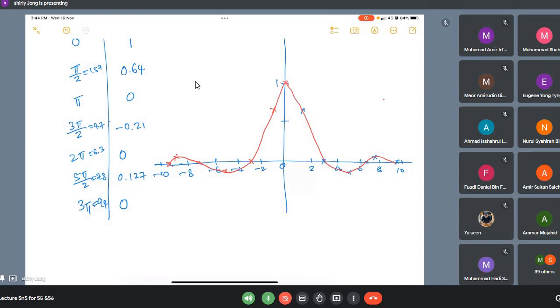Okay, example 3.5 in your module. In your module, a square wave is given by x(t) equal to V from 0 to T naught over 2, and negative V from T naught over 2 to T naught. Okay, then find the Fourier series expansion of this signal.